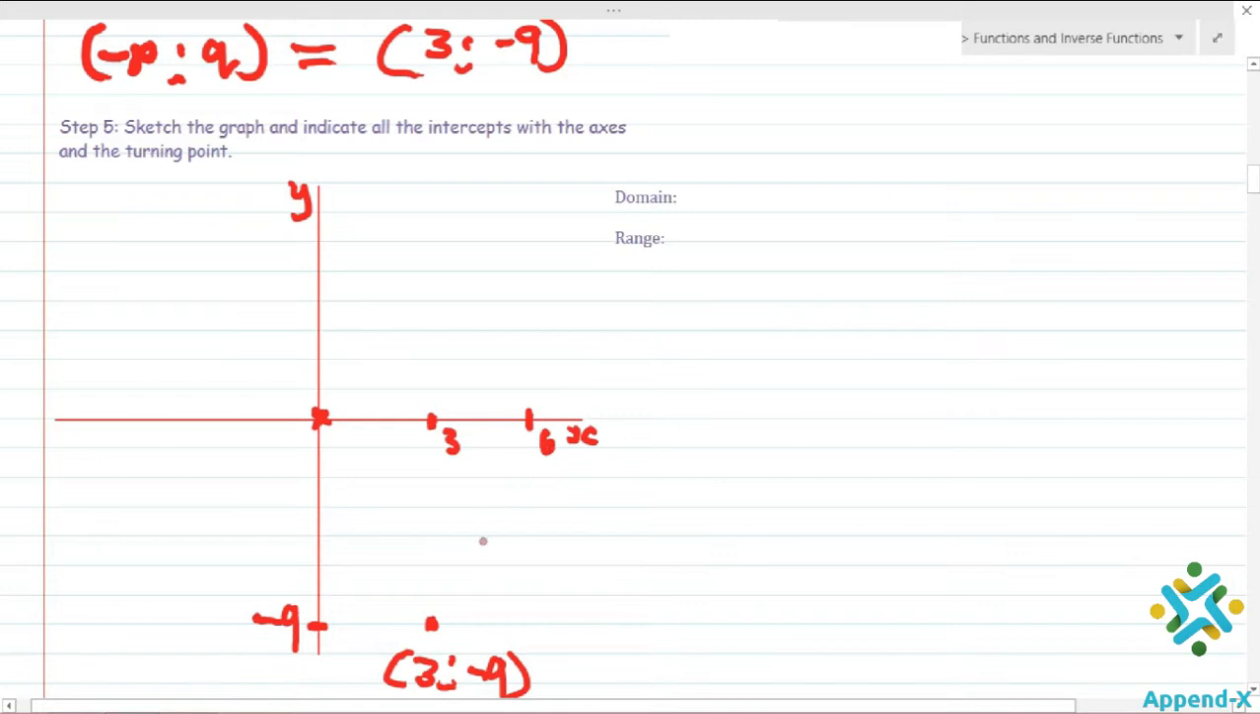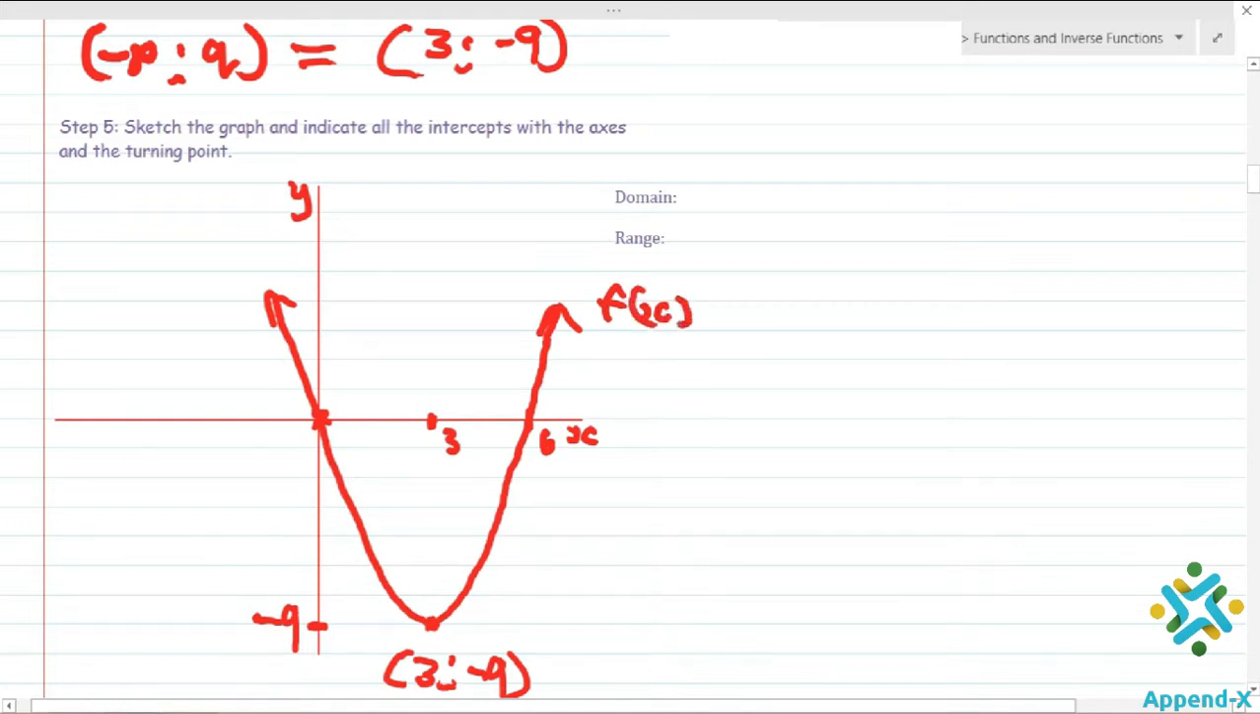Now the next step would be to join these points by freehand. So we go ahead and join the right hand side of the graph. We also join the left hand side of the graph by freehand. There you go. Now this is the graph of f of x is equal to x minus 3 squared minus 9.